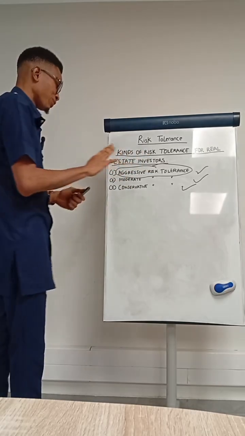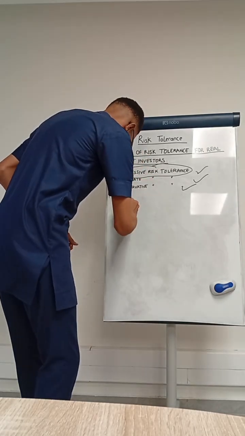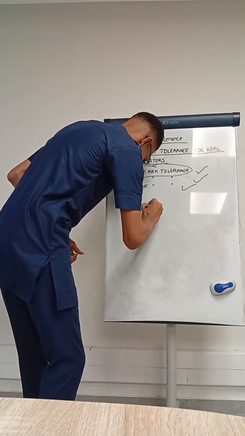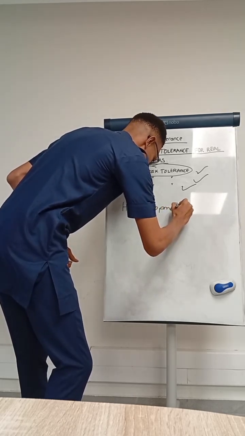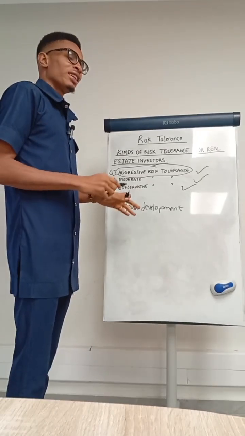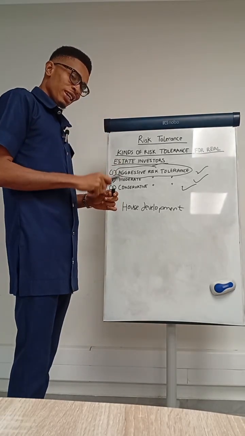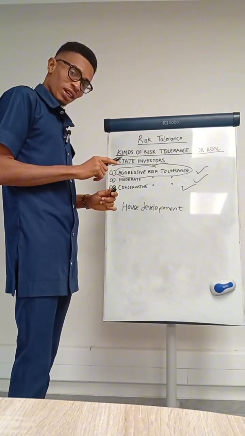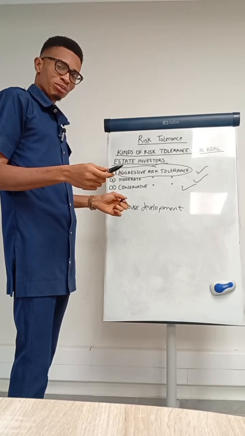And an example of this aggressive risk tolerance is house development. Forgive my terrible handwriting. You know, house development has more risk. Because of the kind of money you use, the millions of naira you use to develop a house to sell. What if the house collapses? What if government bulldoze the house?